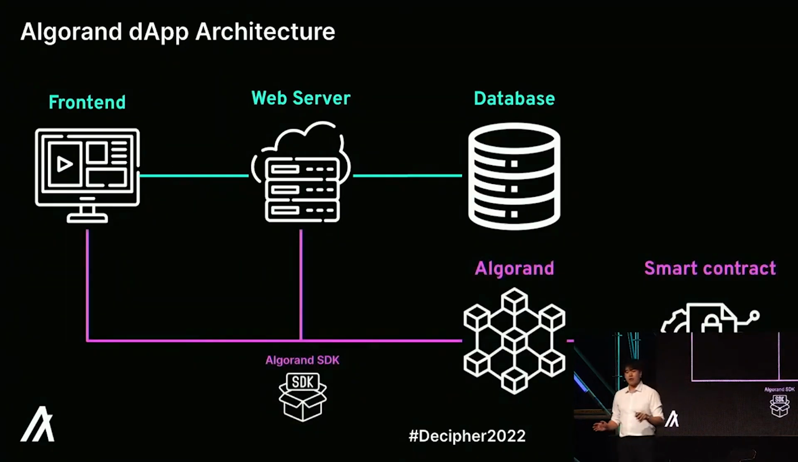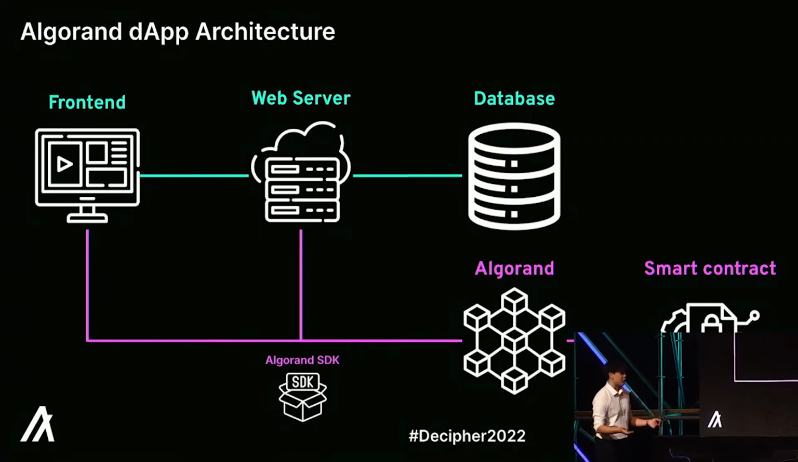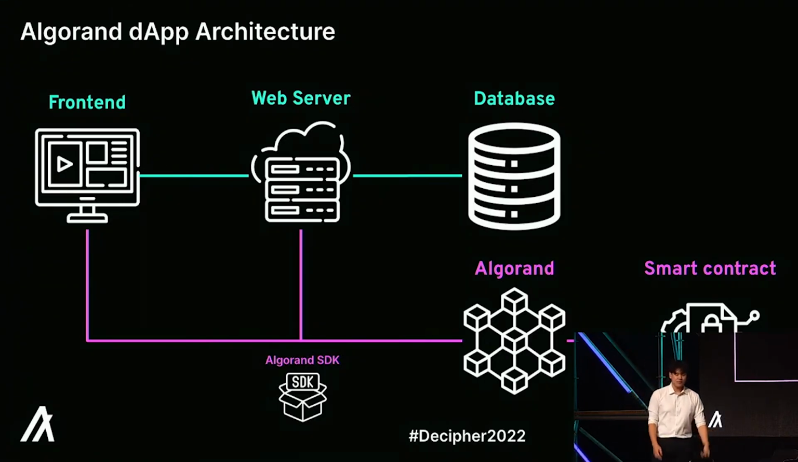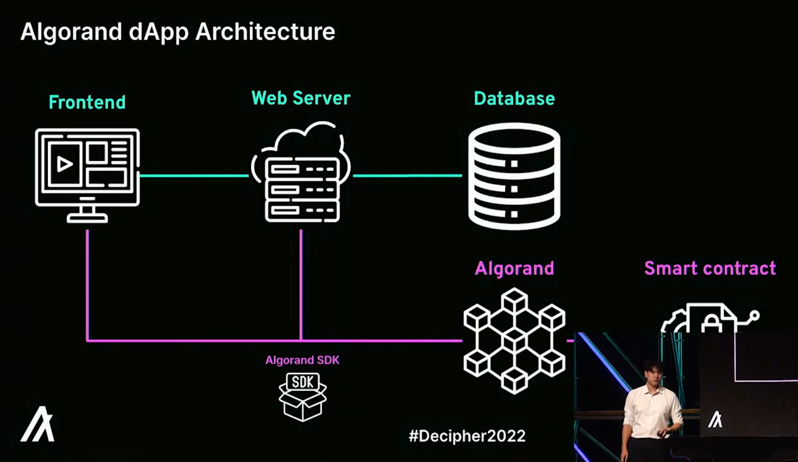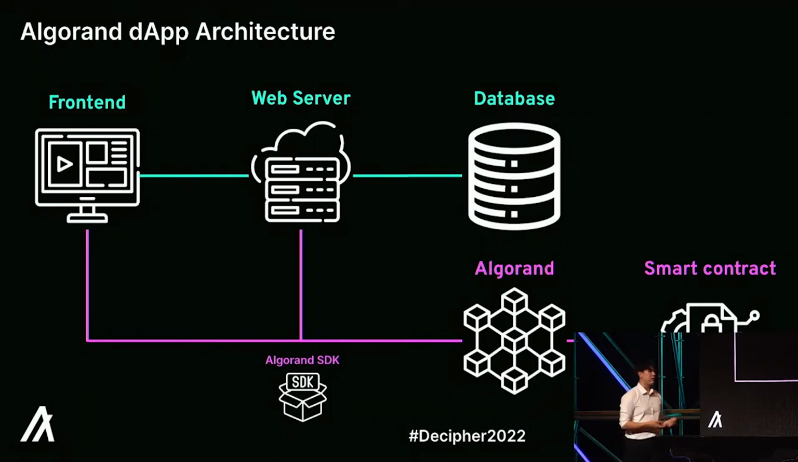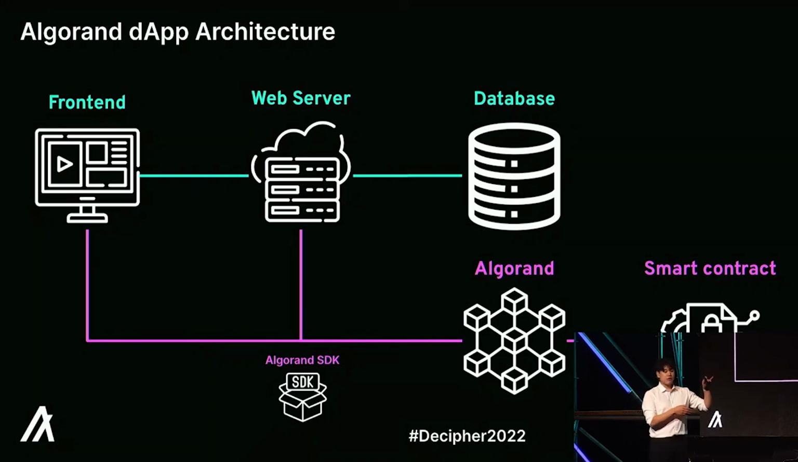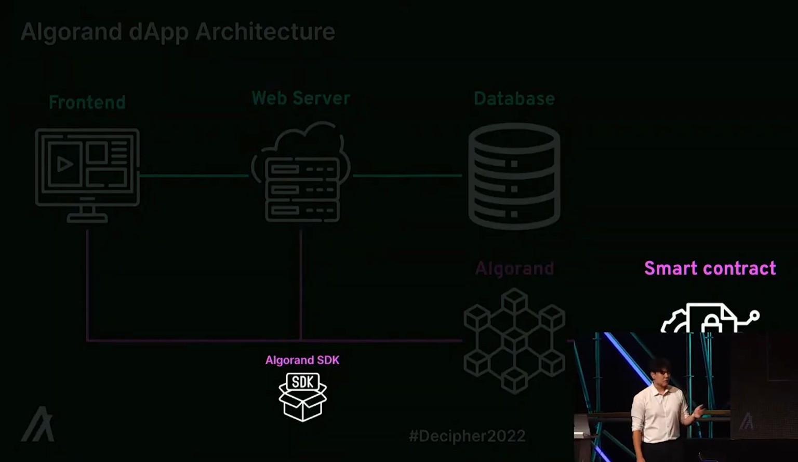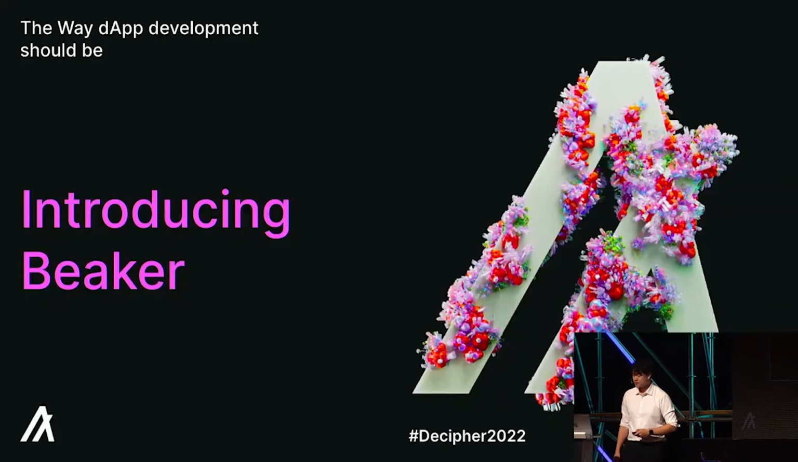And on the Algorand blockchain, you deploy a program called a smart contract, which is a program that lives on the blockchain that executes transactions under certain conditions. And that smart contract is executed by the Algorand virtual machine. Now, to deploy and interact with the smart contract, you use the Algorand SDK, either directly from the front end or through the web server. Today, I'm going to focus on these two things right here, the smart contract and the Algorand SDK, because that's what the Beaker framework improves.